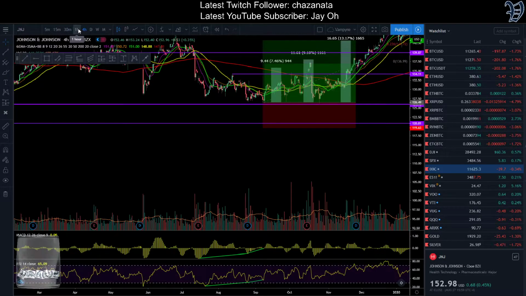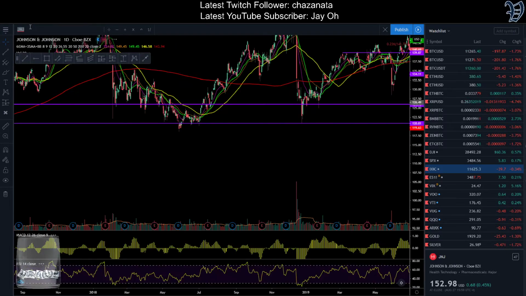So that's why we look at the MACD when prices are falling or going up, for edges and possibilities of reversals. And that's basically what we're trying to catch.